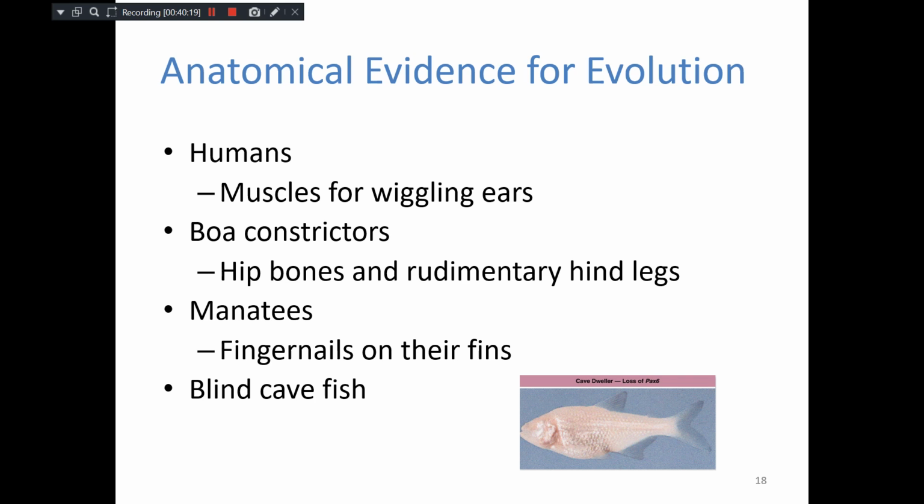Even in the case of the human being, there are muscles for wiggling ears. Can you move your ear pinna? Many of us can't, but there are people who can move their ear pinna also. So this is a vestigial structure. In other primitive organisms, moving the ear pinna in order to detect sound waves was very, very essential. But now in human beings, it's of no use. So that's why most of us cannot wiggle our ear pinna. But a few of you might have seen people who can move their ear pinna.